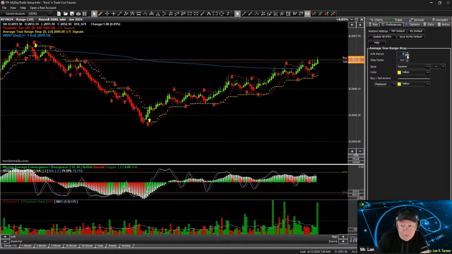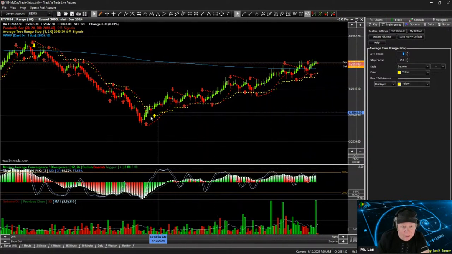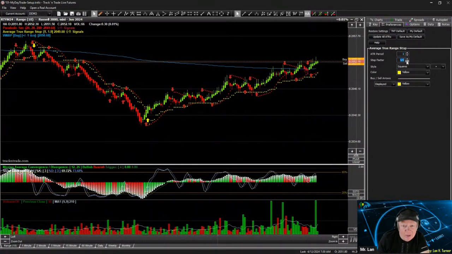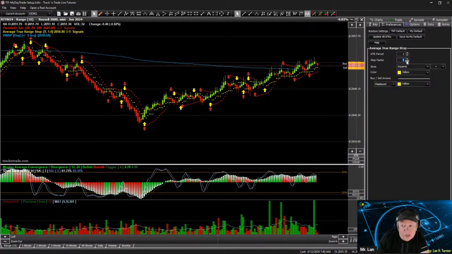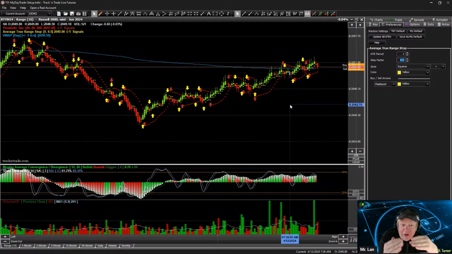And I generally run it on a period of one, and that makes it more aggressive. Well, it didn't make it more aggressive at this point because it's the actual stop factor that I make more aggressive. I bring that all the way down, as you can see, and I'll oftentimes run that around one. And sometimes if the market's very smooth and trendy, I'll bring it down all the way to five and it gets very aggressive in there.